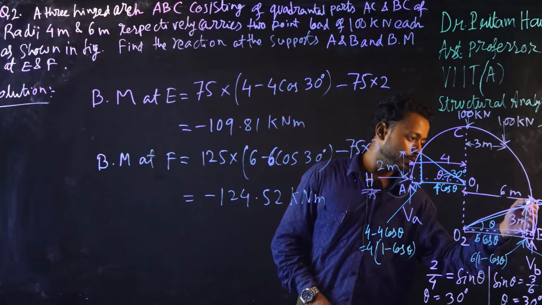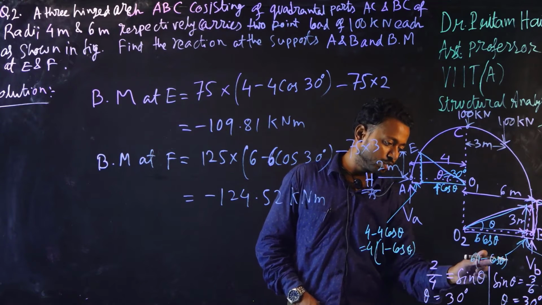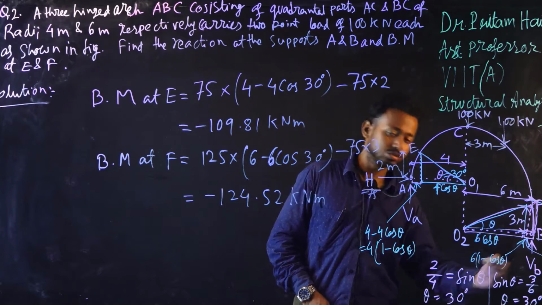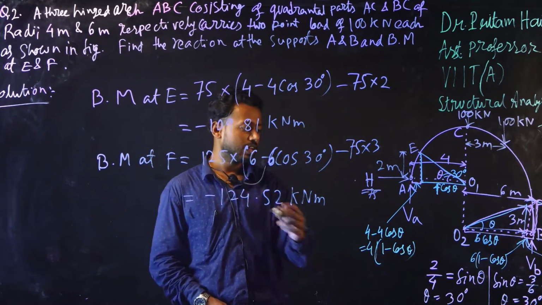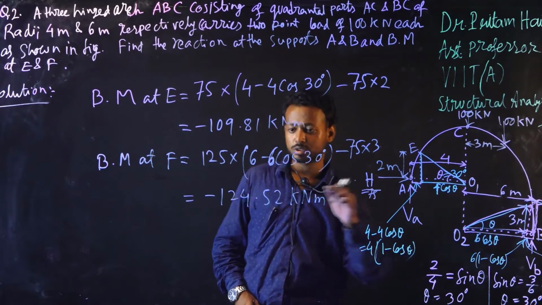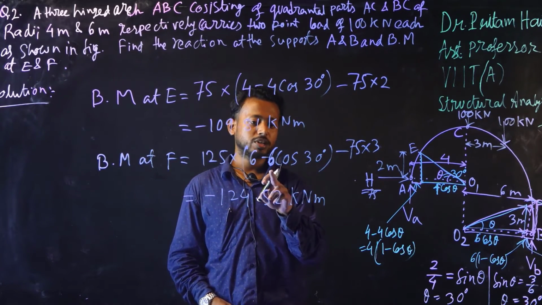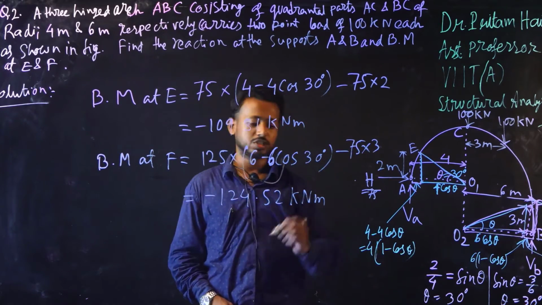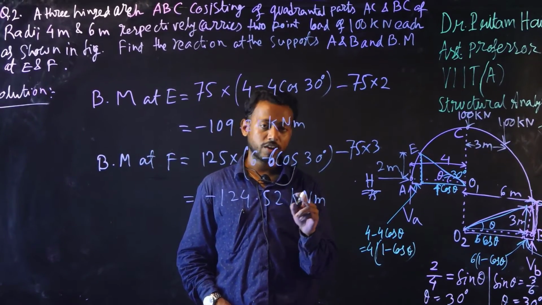Similarly, if you take the bending moment at F point, you have VB into this small distance, that is 6 into 1 minus cos theta, minus H into 3, this distance is 3. So what is the VB value? 125, and what is this distance? 6 into 1 minus cos theta, or 6 minus 6 cos theta. So I wrote here 6 minus 6 cos 30, theta is 30 degree. So 6 minus 6 cos 30 minus H into 3. So we have bending moment at F point minus 124.52 kilonewton meter.